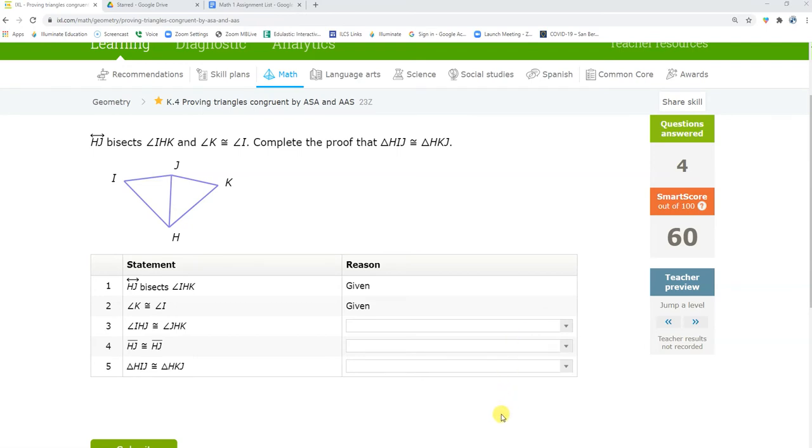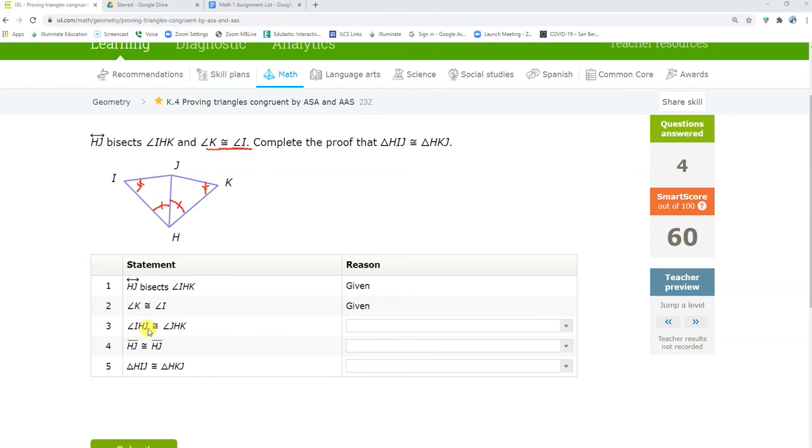All right, ooh, we got a lot to do here. Okay, let's start marking this thing up. All right, this segment bisects this angle. So HJ, this guy, is bisecting this guy. So those two guys are congruent. Angle K is congruent to I. They're saying K is congruent to I. How do I know that? Oh, that's a given. Okay, that's already given.